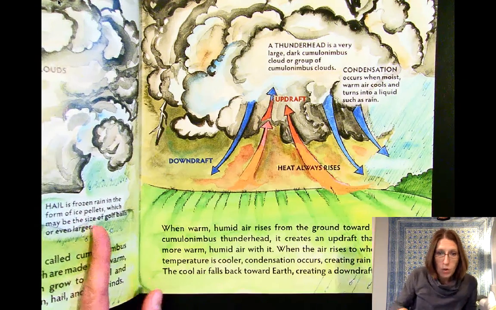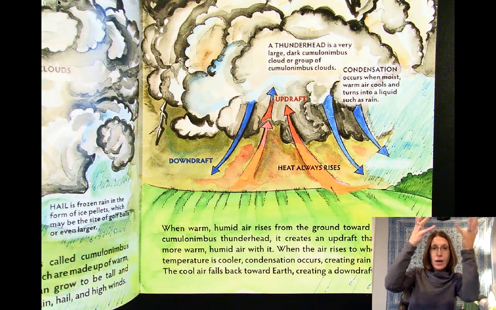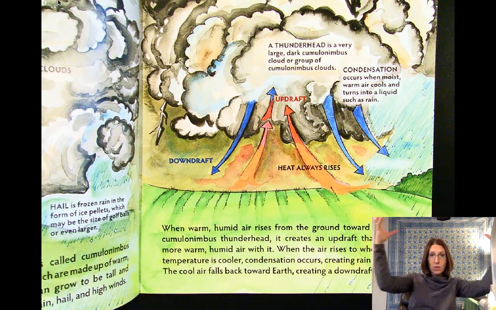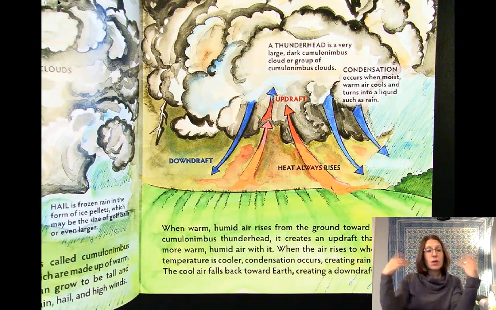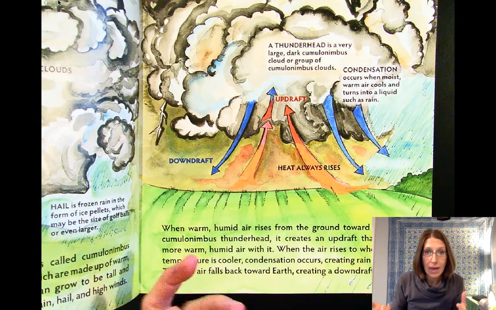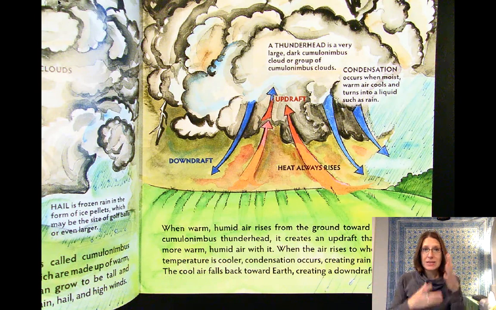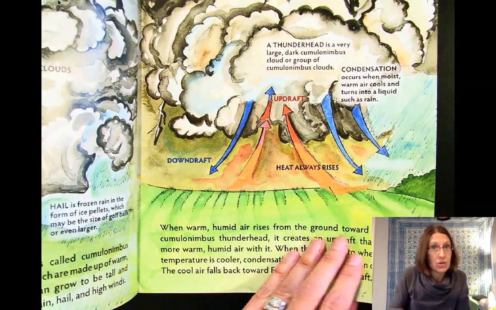So that warm, moist air goes up into this updraft. And then as it goes up into the air, that warm, moist air cools down, condenses, and then forms clouds, which form rain or hail. And then they fall down. That cooler air comes back down, and it's that difference in temperature that can really cause some interesting weather.